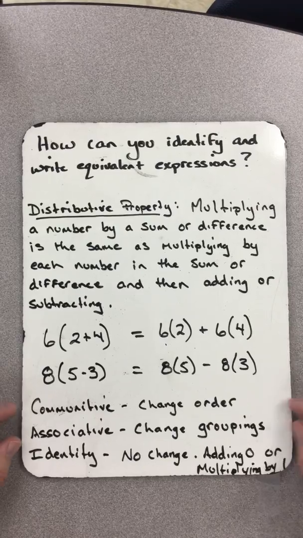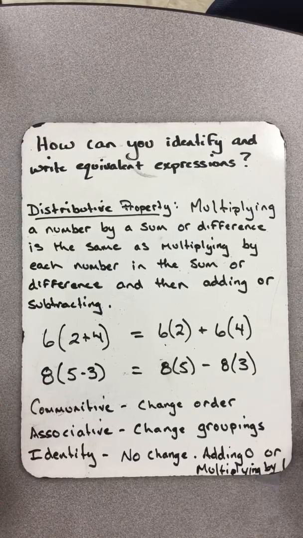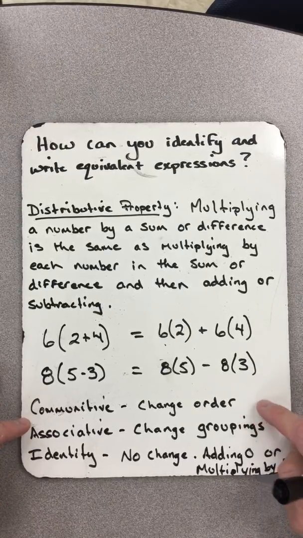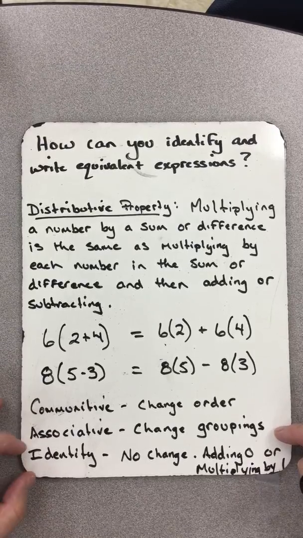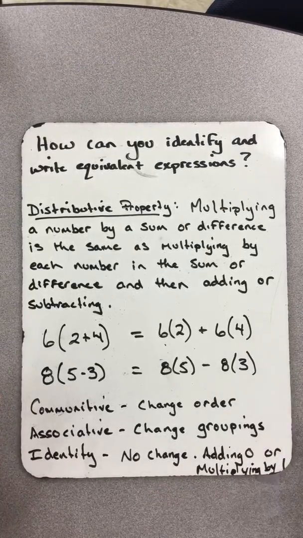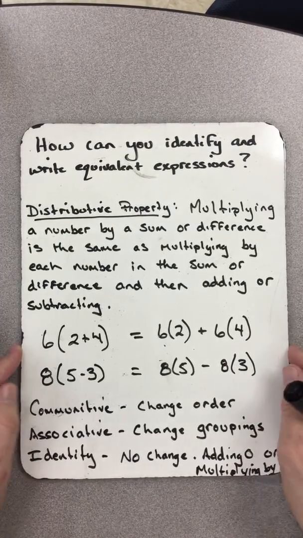Okay, then when we move down, I just wanted to quickly review commutative, associative, and identity. Remember, the commutative property is when we're just changing the order. The associative property is when we're just changing the groupings. And identity is when there's no change. It's when we're either adding 0 or multiplying by 1. There's no change. So let's go ahead and see a few examples here.